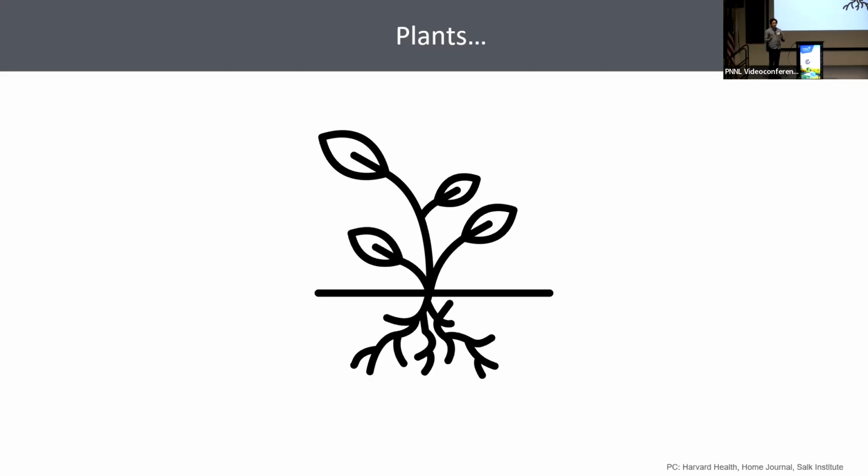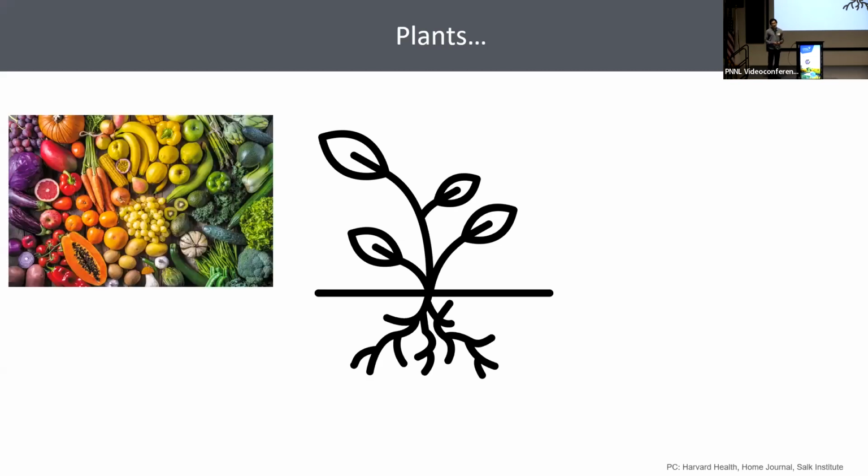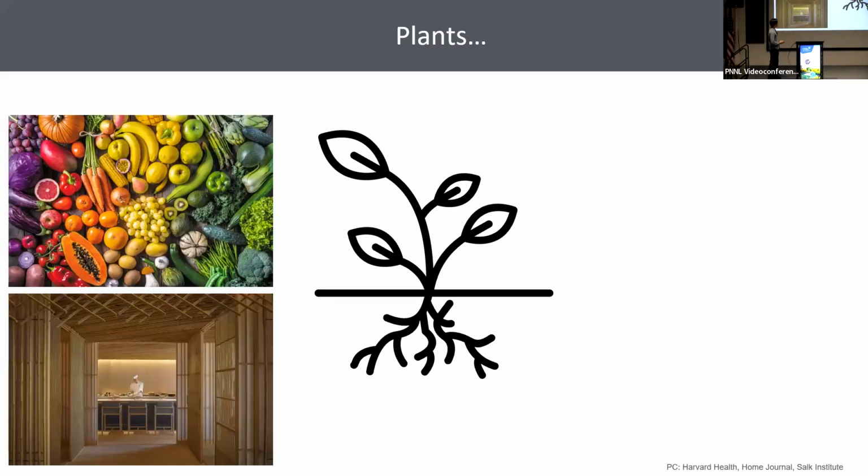As you all know, plants are essential for our lives. They provide what we eat. They also provide materials to build where we live, because some of the previous speakers told us where they're from. I'm from Japan. I don't have to emphasize how important photosynthesis is to our lives and to our planet.